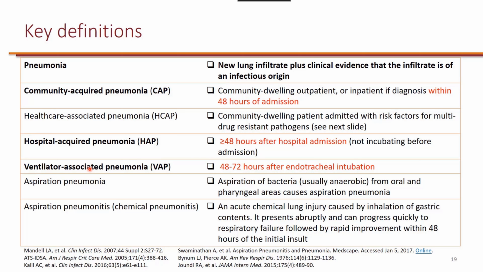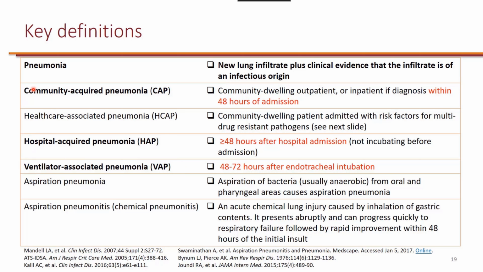Now, there's also ventilator-associated pneumonia, which is basically beyond 48 to 72 hours, so at least 48 to 72 hours after intubation. So, if it's pneumonia 4 days after intubation, it's considered ventilator-associated pneumonia. Now, keep in mind that all ventilator-associated pneumonia patients are actually hospitalized. So, VAP is a subset of HAP. But when you diagnose a patient with pneumonia due to ventilator, we are not going to call it HAP. We actually call it VAP, even though those patients technically meet the definition of hospital-acquired pneumonia.